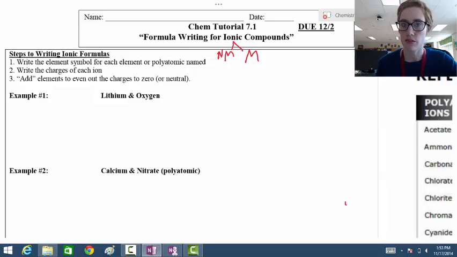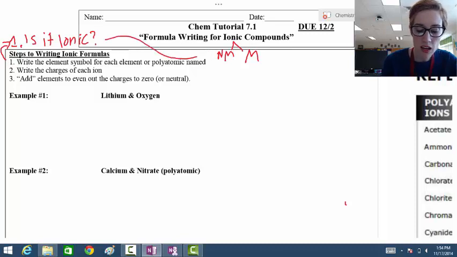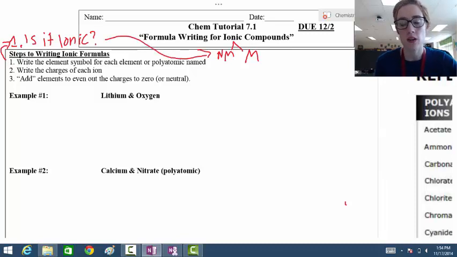The rules are different. So when you're given a compound, the first thing you need to ask is, is it ionic? That's the first question. So the step right before step number 1 should be, is it ionic? How do we know if a compound is ionic? A compound is ionic if there's a metal combined with a nonmetal.